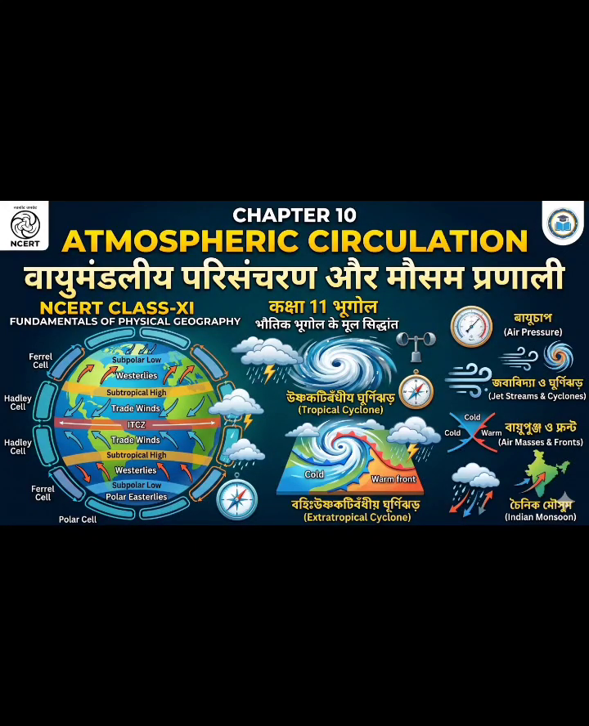These pressure belts are not permanent in nature. They oscillate with the apparent movement of the sun. In the northern hemisphere, in winter they move southward and in summer northward.